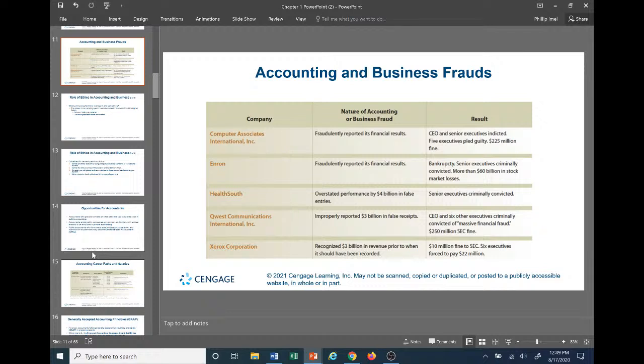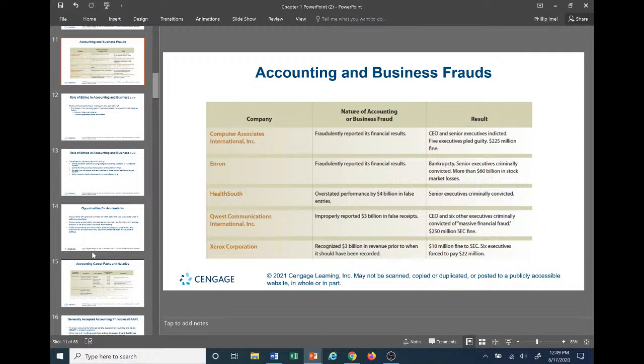Okay, accounting and business fraud. Speaking of ethics, to show why ethics is so important, let's go through the first three of the five here. You all can read through this on your own time. I don't want to bore everyone reading verbatim, but let's look at some examples of past frauds that have occurred in business and accounting, particularly.